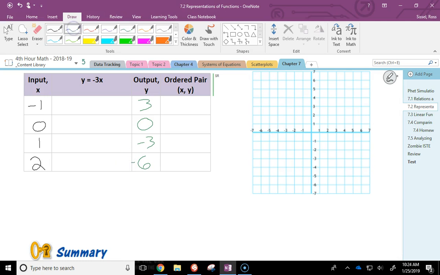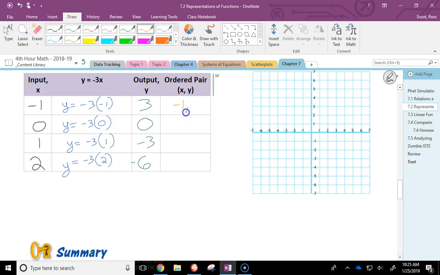Showing your work, you should have just done this. Y equals -3 times x, which is -1. -3 times -1 is 3. Y equals -3 times 0 is 0. Y equals -3 times 1 is -3. Y equals -3 times 2, we get -6. That's the right answer.